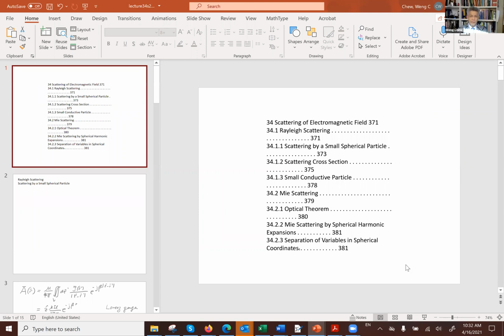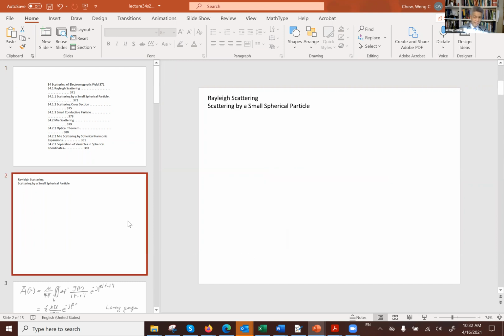So I'm going to talk about scattering of electromagnetic fields in this lecture, especially on Rayleigh scattering. Rayleigh scattering is an interesting topic, and it can be used to explain many phenomena that we observe in nature. So we start by studying the scattering by small particles, scattering cross-section. We briefly touch on small conductive particles, scattering, and then talk about optical theorem and so on.